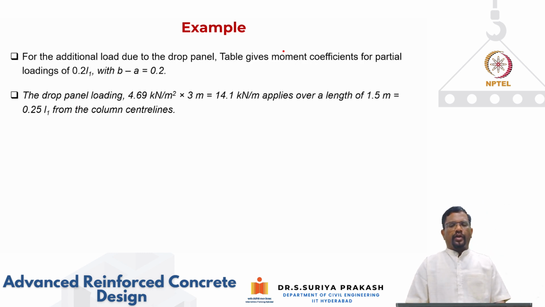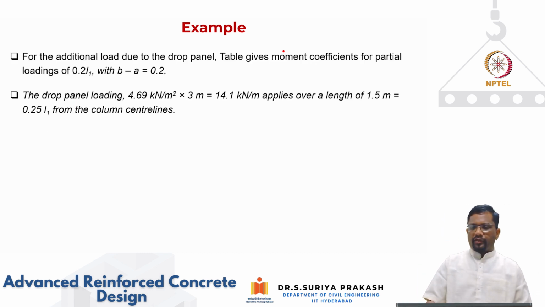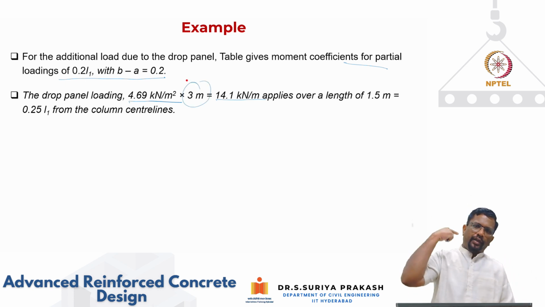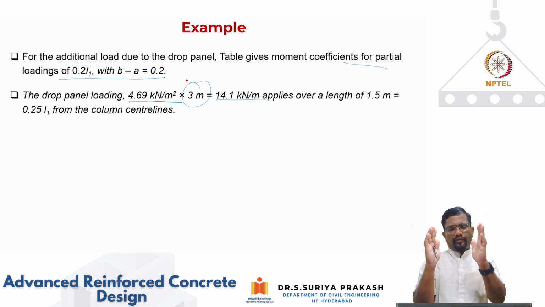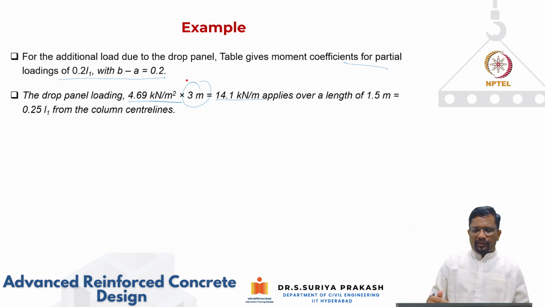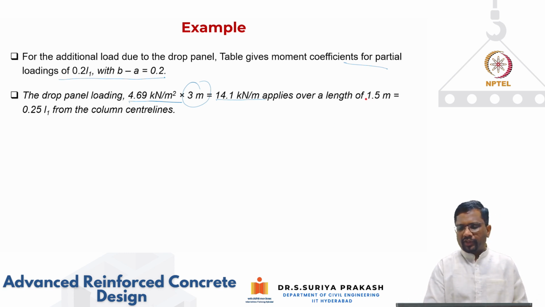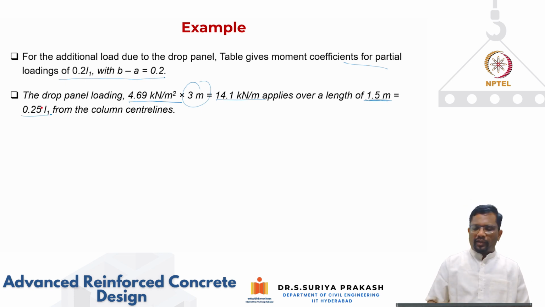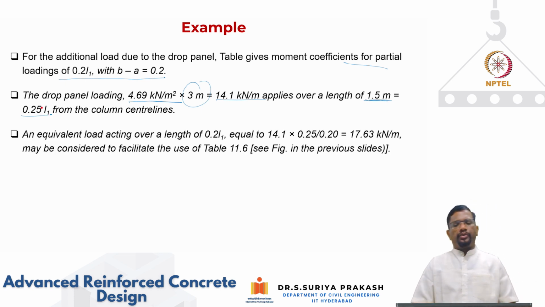Now for the additional load due to the drop panel, the table gives moment coefficients for partial loadings of 0.2 L1 with B minus A equal to 0.2. In this case, we worked out the drop panel load as 14.1 kilonewton per meter. That applies over a length of, again, why am I taking 3 meters? In the transverse direction, I have a width of 3 meters. Though it is acting over a distance of 1.5 meter, in the transverse direction it is 3 meters. So though this is applying over a distance of 1.5 meter, the table that we have is actually for 0.2 L1 only.